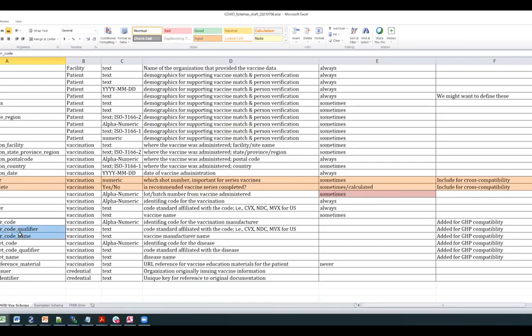Similarly, manufacturer and the disease targeted by this vaccine. Again, code, qualifier, and human readable name. So this could be an ICD-10 code, for example, or some other coding system like SNOMED. Vaccine education material, and then a couple of credential data points, including the original issuer of this, if this is a second party issuing this credential, and an identifier to link it back if it is being electronically issued on behalf of something else.